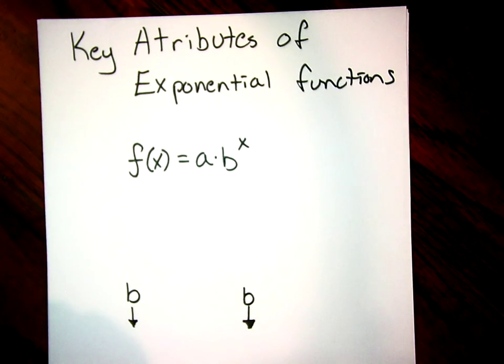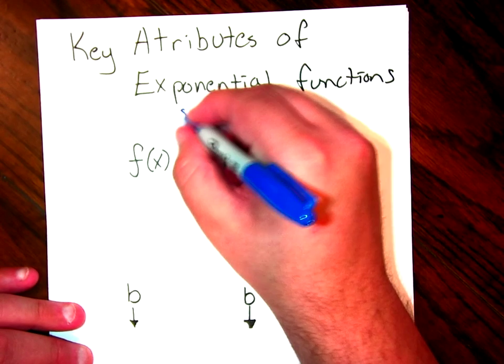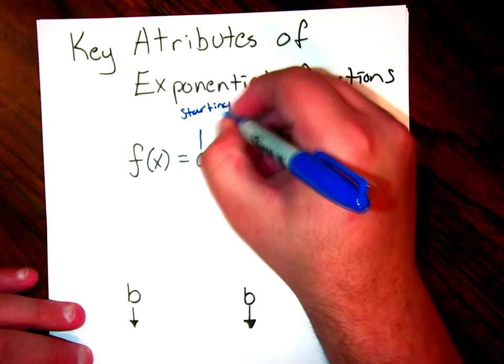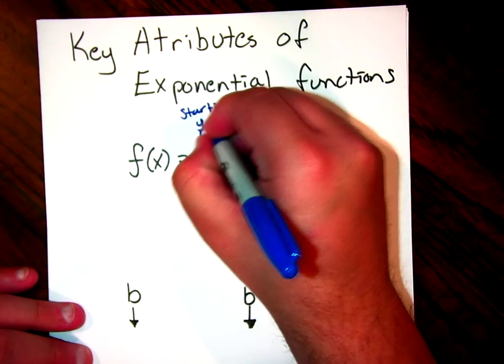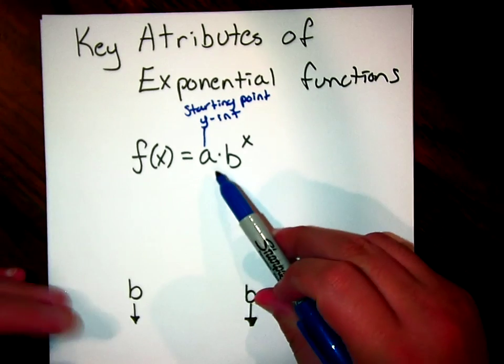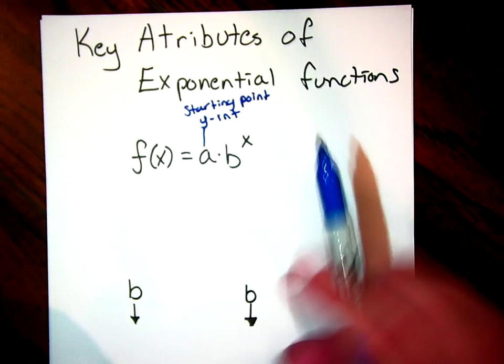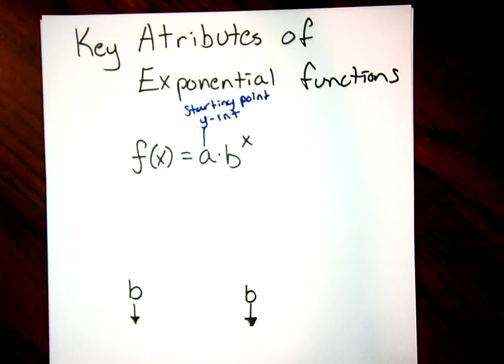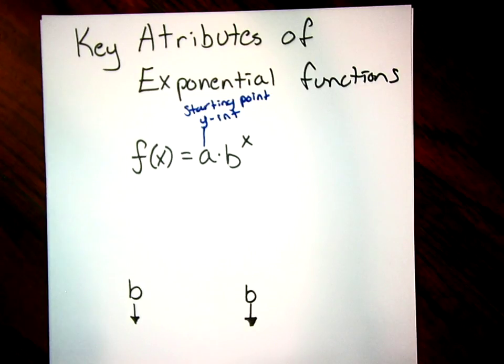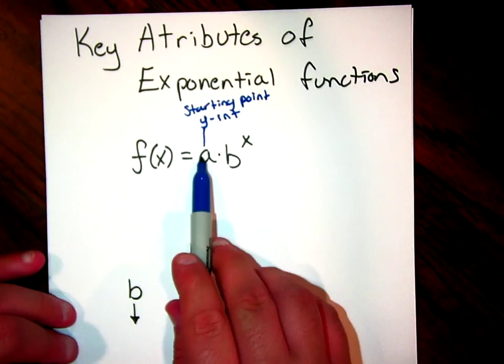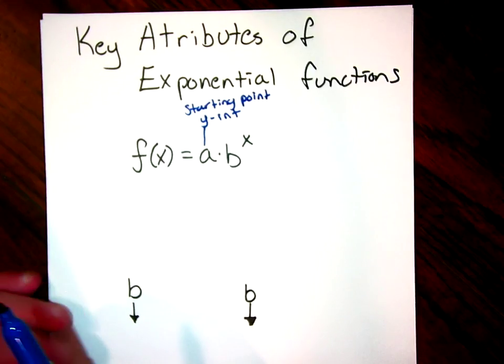Now, the a value is going to be your starting point. That's going to be your y-intercept, where this graph is going to touch the y-axis. So, if I give you an example, let's say a bank account. I'm going to open a bank account and put $200 in there to begin with, and let's say it's going to grow at a rate of 4%. Well, for that example, the 200 would be the a. That would be my starting value. That's where it's going to touch the y-axis.